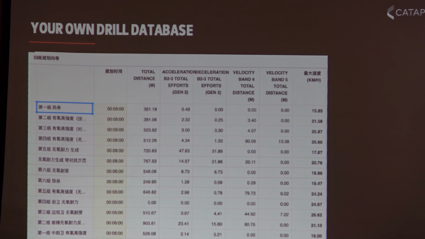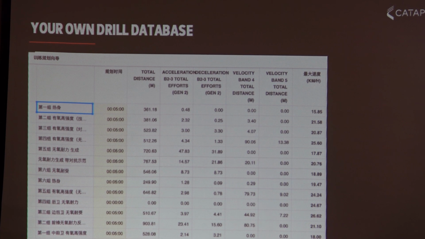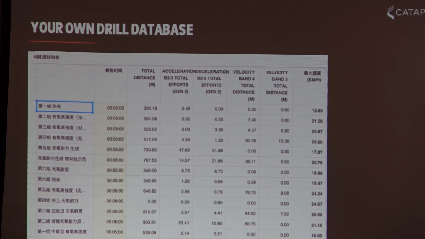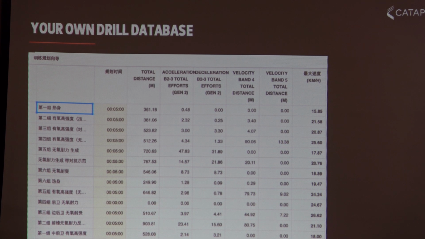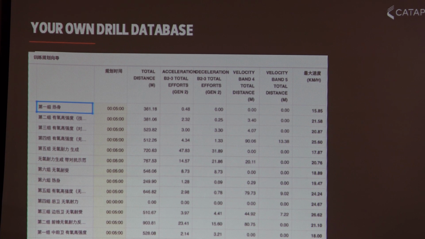And you can also do it the other way around. If you want to practice on transitions, and you pick transition from your database, and you enter, okay, I want to achieve 200 meters of high-speed running distance, and then the database will tell you how many minutes or how many sets you have to do that.